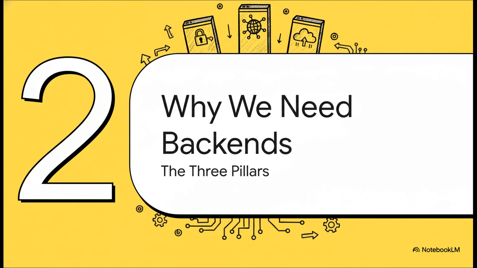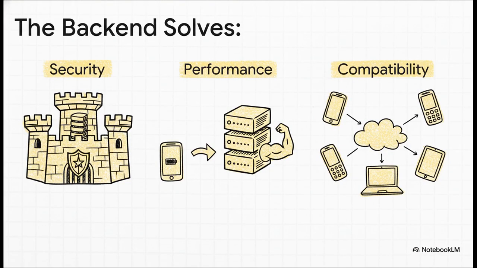And that brings us right to the core question. If front ends are getting so powerful, why do we still absolutely need back ends? Well, the answer really boils down to three critical pillars. It all comes down to these three things. First, and this is the big one, security. You have to have a trusted zone where your code is safe from meddling. Second, performance. You don't want to drain someone's phone battery trying to do a massive calculation. You offload that heavy work to a powerful server. And third, compatibility. A backend makes sure your app works for everyone, even people on older devices.